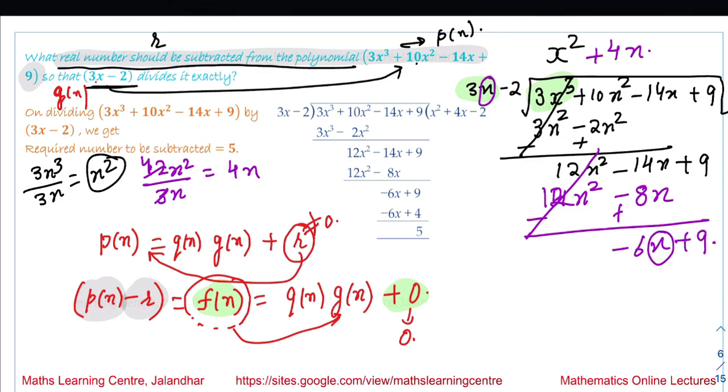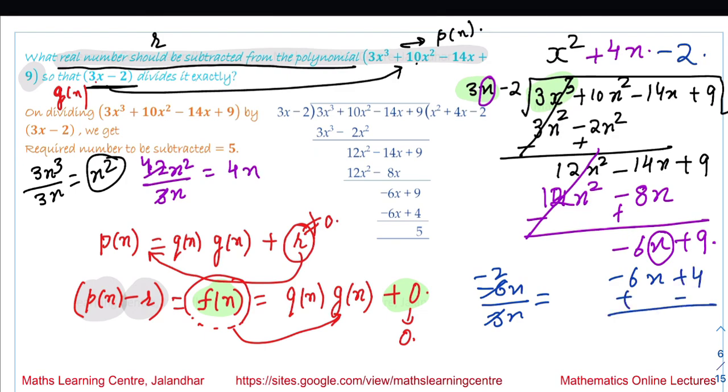This term and this term we are talking about, their degrees are the same, both are linear polynomials. So we have to perform the next step. So it is minus 6x over 3x. So we are left with minus 2. So we are saying it is minus 6x plus 4. When you subtract these values, you will get the remainder, which is 5.